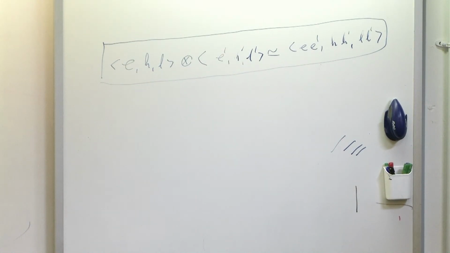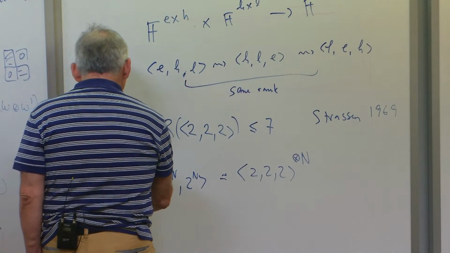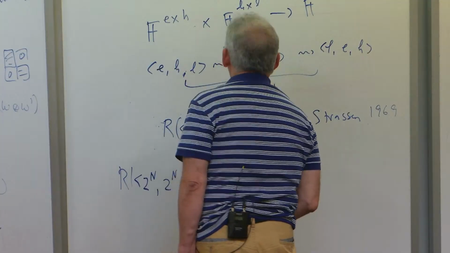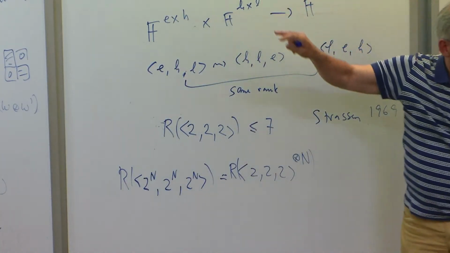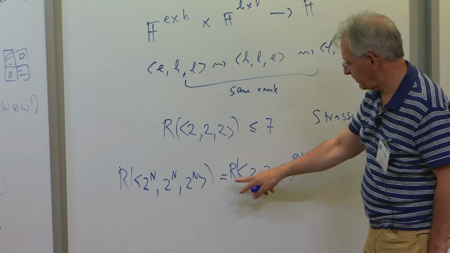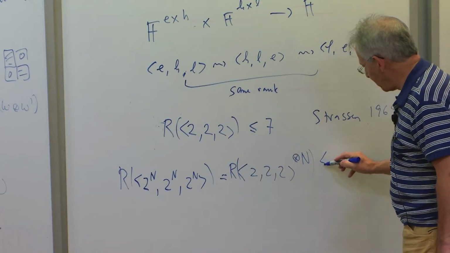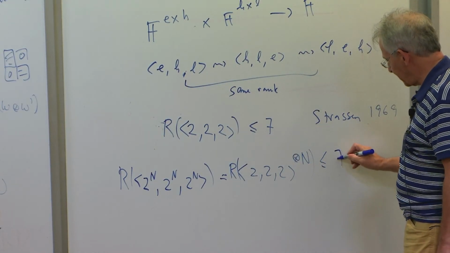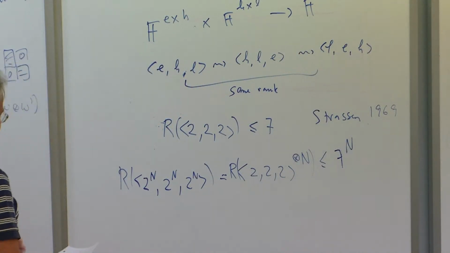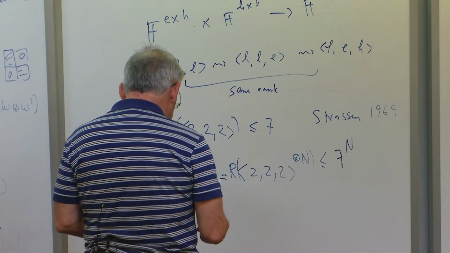If I apply this here, I see this is the same as the 2, 2, 2 tensor raised to the nth tensor power. Now I take rank. They have the same rank, so this is an equality. The rank is submultiplicative, less than or equal to. Huh? No, it's still equality, because now it's submultiplicative. Okay, this time I was right. It's a very clean argument.